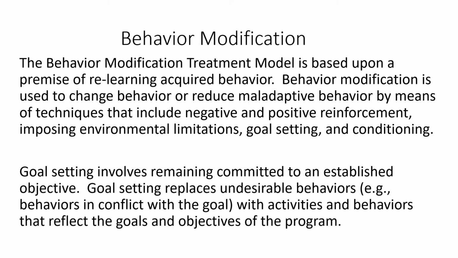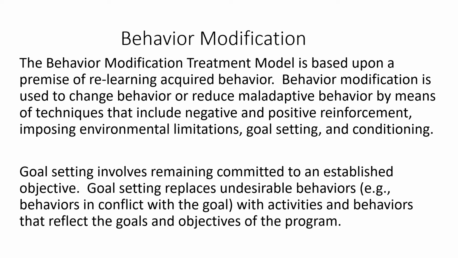So now I want to go back to the behavior modification system, but not focusing on the history from Thorndike or from Skinner, talking about how we took those approaches and modernized it for a behavior modification treatment model here at Incarnation Children's Center, also referred to as ICC. So the behavior modification treatment model is based upon a premise of relearning acquired behavior. Behavior modification in itself is used to change behavior and reduce maladaptive behaviors by means of techniques that include negative and positive reinforcement, imposing environmental limitations, goal setting, and conditioning.